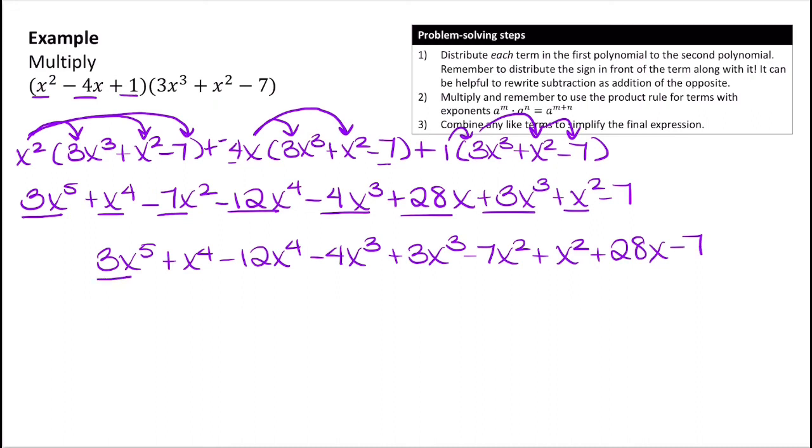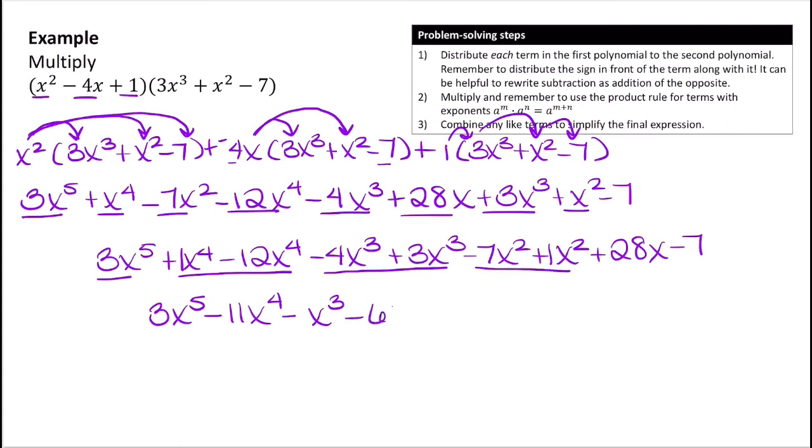Okay, so 3x to the fifth has no like terms, so we're going to leave it alone. X to the fourth, remember that's a 1x to the fourth. So 1x to the fourth minus 12x to the fourth will be minus 11x to the fourth. Minus 4x cubed plus 3x cubed is going to be minus x cubed, right? Because it's minus 1x cubed, so we don't have to write the 1. Minus 7x squared plus 1x squared is going to be minus 6x squared. And then plus, we have 28x, and then minus 7. Okay, so that is going to be our final answer.